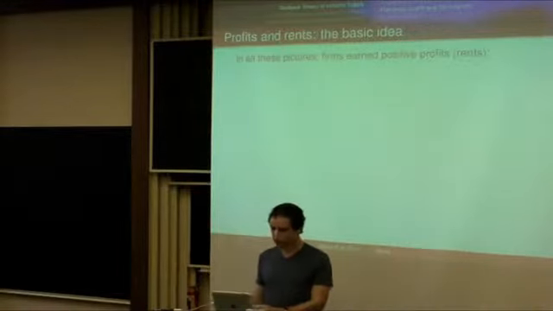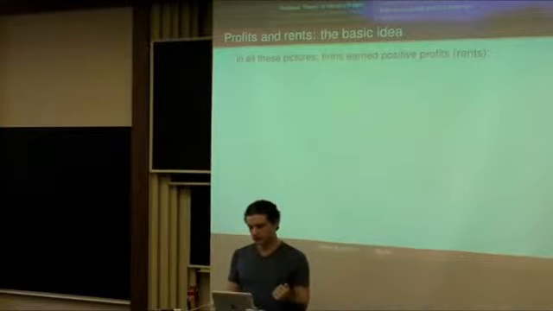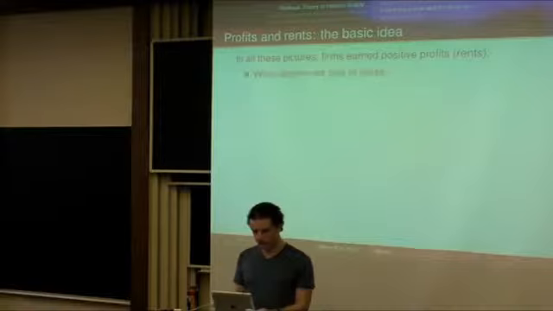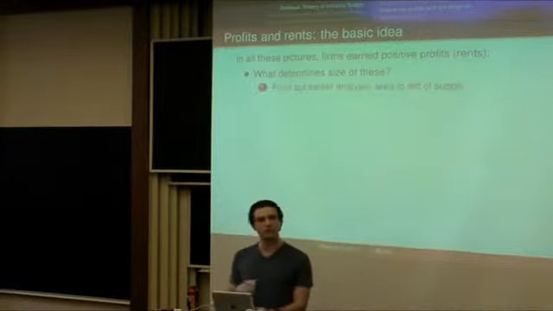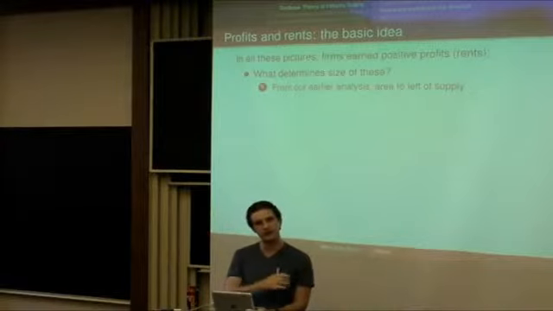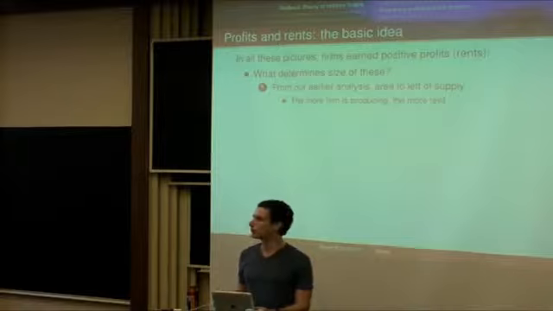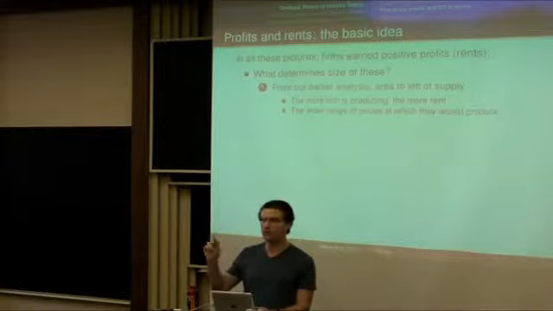Okay, so in all of these pictures, the firms were earning some positive profits or rents. So a natural question is what determines the size of these? From the earlier analysis we did, it's the area to the left of the supply curve, right? The more the firm is producing, the more rent it earns, and the wider range of prices at which it would be willing to produce, the more rent it earns, right?